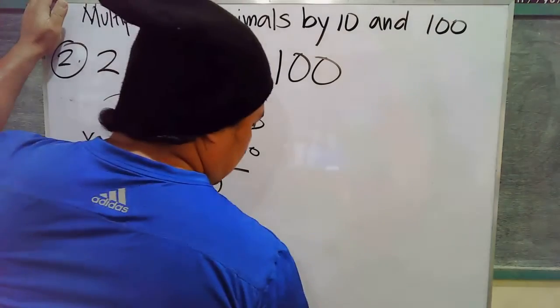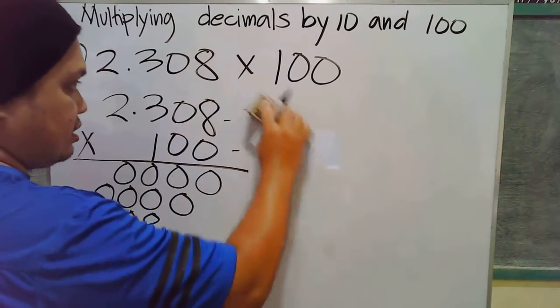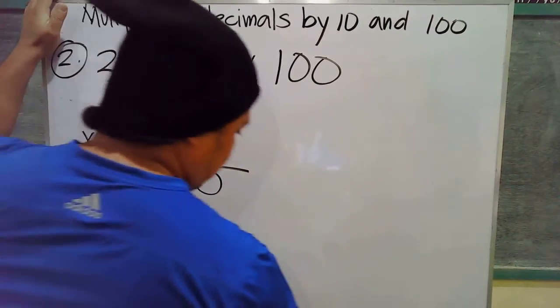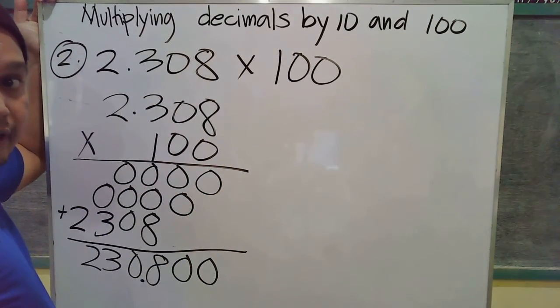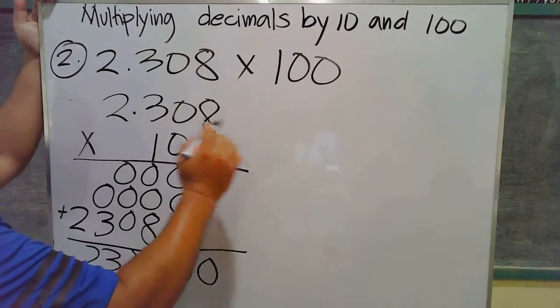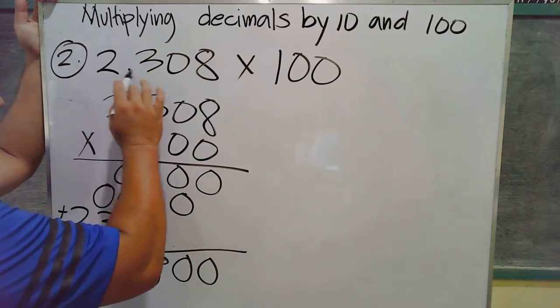Just transfer the decimal point to the right depending on the number of zeros that our factor has. So how to answer this using the short method? Let's copy this first.